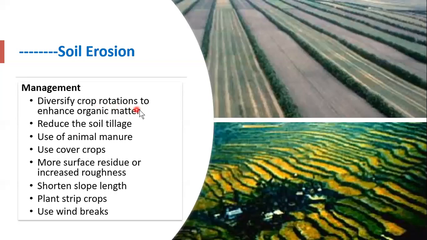Simply, we can diversify the crop rotation to enhance the organic matter. We can reduce the soil tillage, use animal manure, use cover crops, keep more surface residue, or increase roughness. Shorten the slopes. We can have such kinds of strips so that the slope is shortened and the water is not moving very fast. Strip planting can also reduce the erosion, and then we have wind breaks, which can reduce the wind erosion.